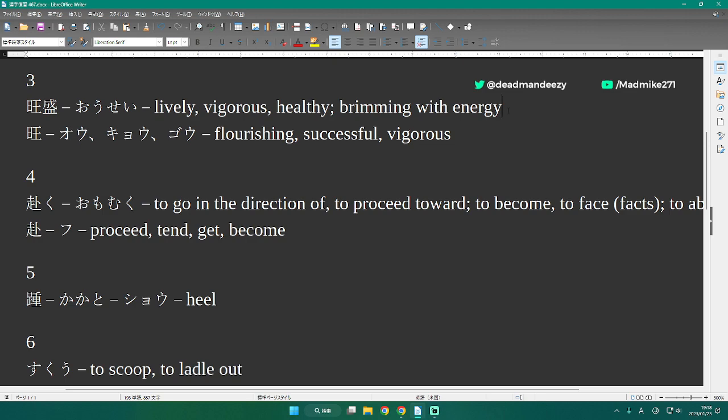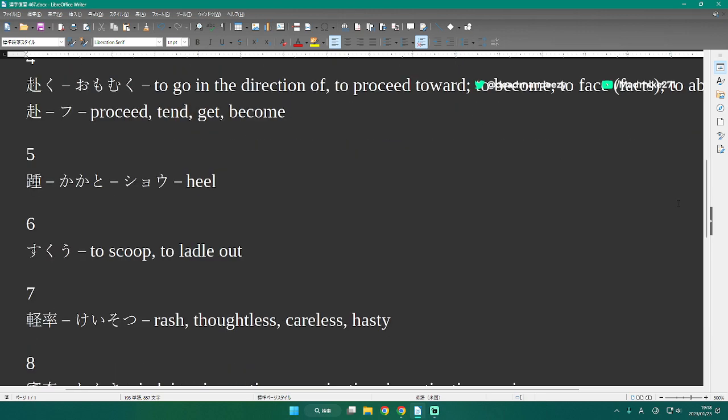O, flourishing, successful, or vigorous, like a king in the sun. O, also kyo or go. Like a king in the sun is successful, flourishing, or vigorous. O, kyo, or go. Osei is lively, vigorous, or healthy and brimming with energy. Osei.